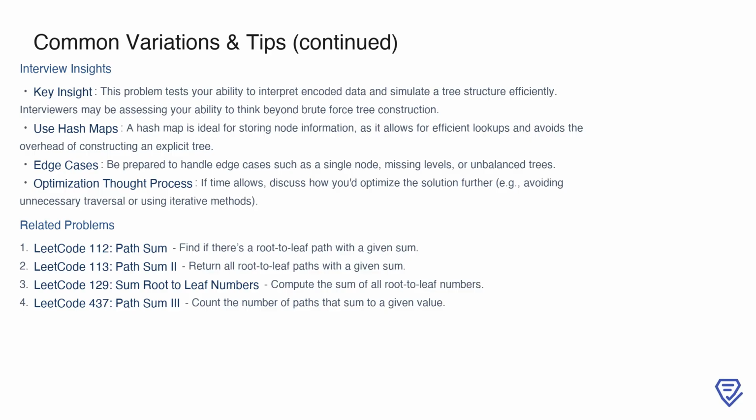To reinforce your understanding, you might also want to explore related problems. LeetCode 112, for instance, deals with finding a root-to-leaf path that equals a given sum, while LeetCode 113 extends this by asking for all such paths. LeetCode 129 focuses on summing root-to-leaf numbers, and LeetCode 437 challenges you to count paths that sum to a specific value. Practicing these can deepen your grasp of path sum problems.